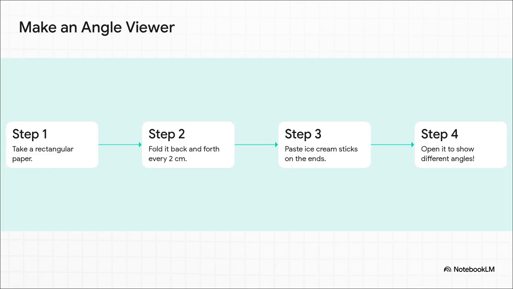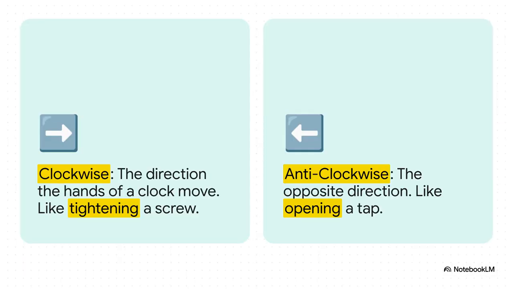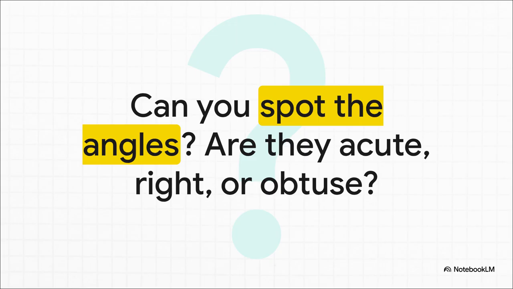In fact, you can make a little angle viewer yourself really easily. Just take a piece of paper, fold it up like a fan, and voila! Open it up a tiny bit and you have an acute angle. Open it really wide, you've got an obtuse one. You're literally holding the idea of a turn in your hands. Of course, a turn isn't just about how much you turn, it's also about which way you turn. We call the direction a clock's hands move clockwise, and the opposite is, you guessed it, anti-clockwise. You tighten a screw clockwise, but you open a jar anti-clockwise. The direction really matters.